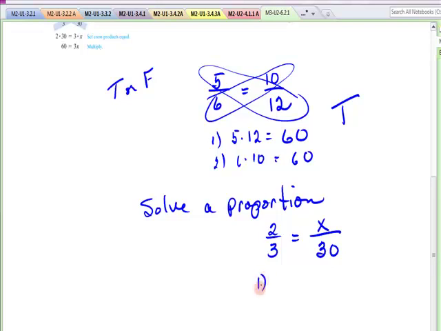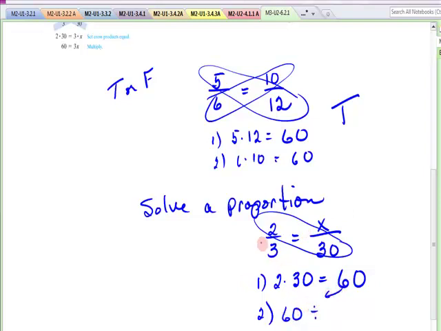In the two-step method, you have the two cross products. Do the one where there are two numbers. 2 times 30 is equal to 60. Now, the second cross product has to also equal 60. So what you do is take the known product, 60, and divide it by the one number that you have, which in this case is 3, and you will get the missing quantity.